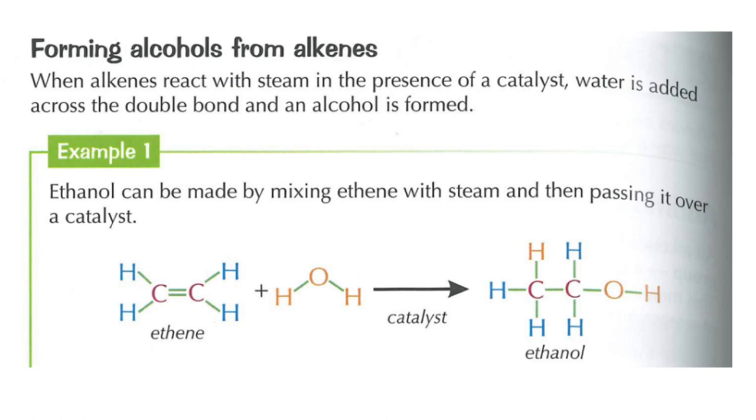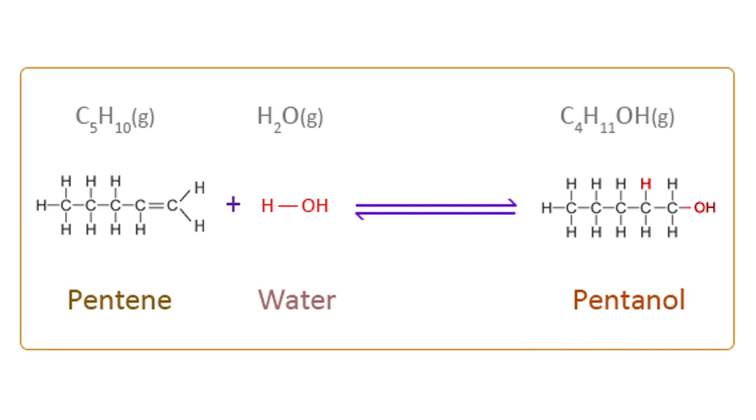So ethene can be mixed with steam and passed over a catalyst. You can see it breaks the carbon-carbon double bond, forming ethanol. Here we can form pentanol. If I did hexene, it would be hexanol and so on and so forth. It's just an addition reaction.